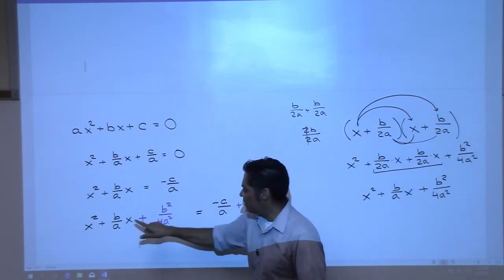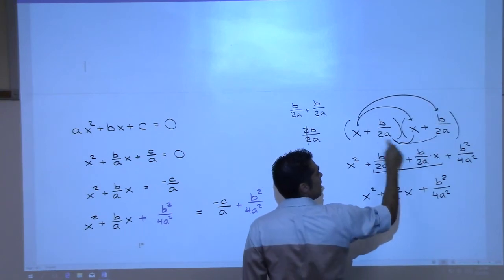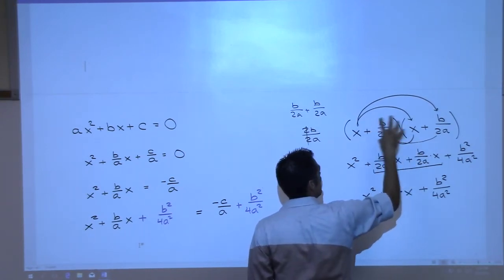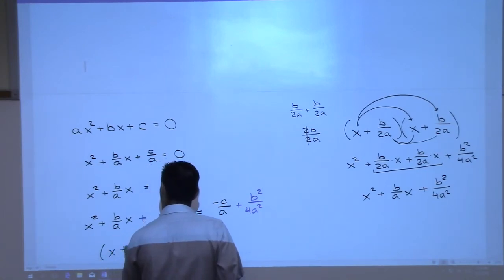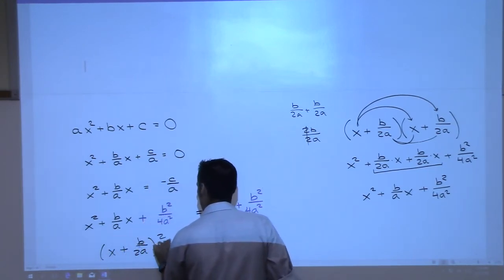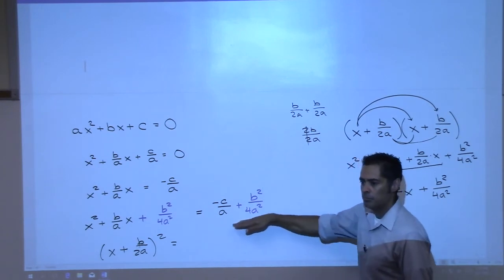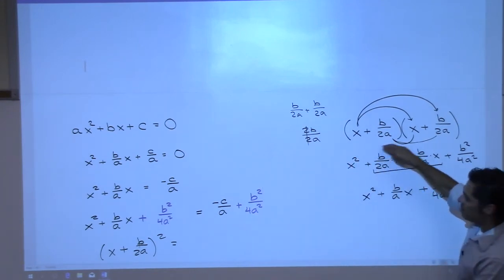Okay, so that means this is this, right? And this times itself, I can rewrite as x plus b over 2a squared equals this, right? That's this squared.